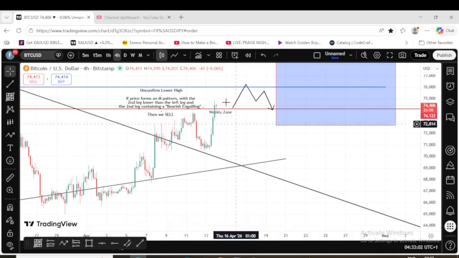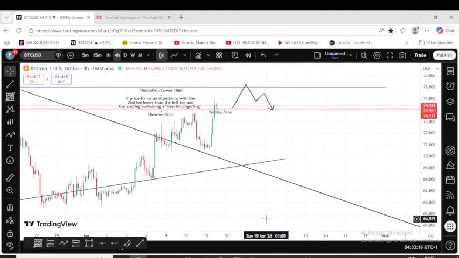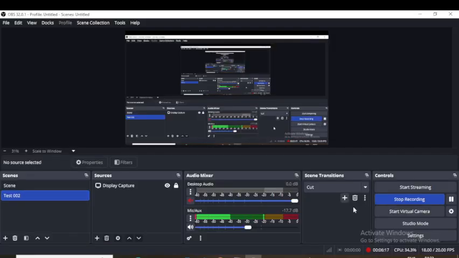So the minute we see an M pattern like I've drawn here, with the right leg being lower than the left leg, and the right leg containing a bearish engulfing candlestick pattern, we sell. Let's delete this. So that's it for the soft close analysis on BTCUSD.